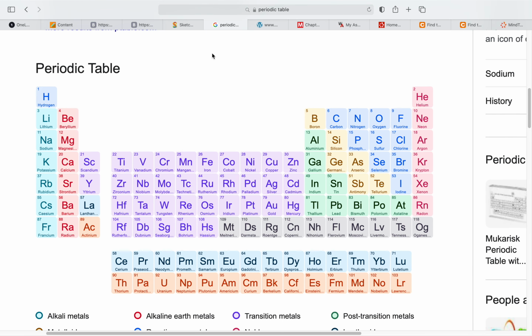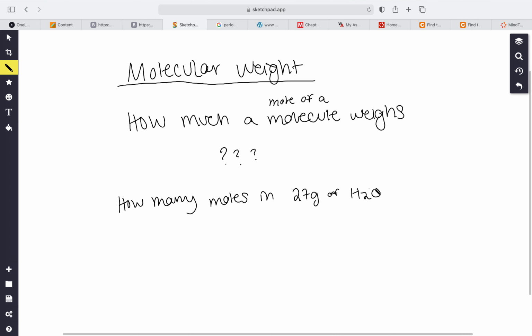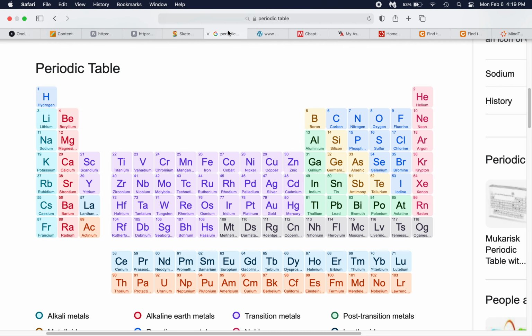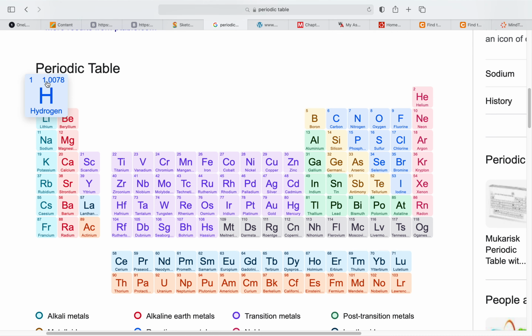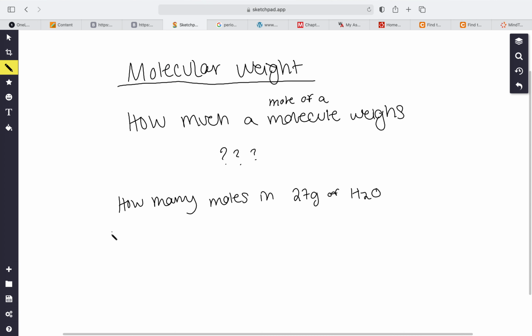But you do need the periodic table for this, right? So we're looking at dihydrogen monoxide, also known as water, and so there's two hydrogen, and hydrogen weighs 1.0078. I'm just going to put 1. So if we want to find out how much H2O weighs, we're going to do 1 gram plus 1 gram, because this accounts for the H2 part, plus oxygen.